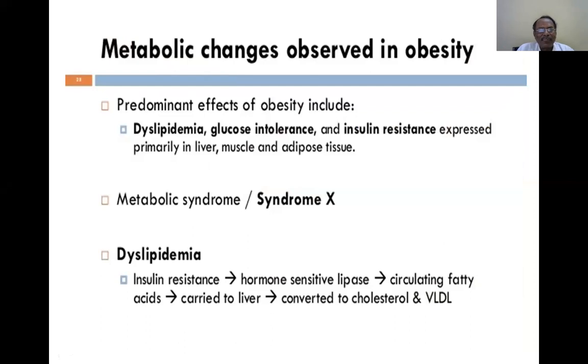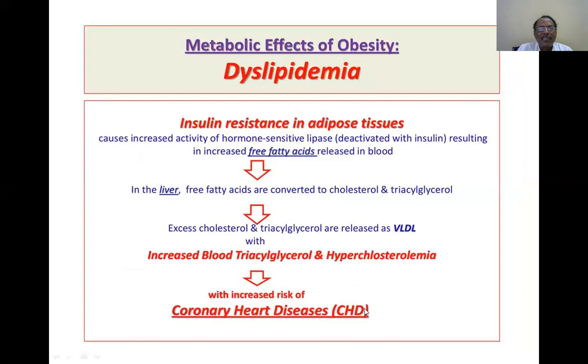Metabolic changes observed in obesity. Predominant effects of obesity include dyslipidemia, glucose intolerance, and insulin resistance, expressed primarily in the liver, muscle, and adipose tissues. Metabolic syndrome, called syndrome X, is associated with obesity. Dyslipidemia is due to insulin resistance: hormone sensitive lipase releases circulating fatty acids, which are carried to the liver and converted to cholesterol and VLDL. That's how dyslipidemia occurs. The dyslipidemia is also due to the metabolic effects of obesity.